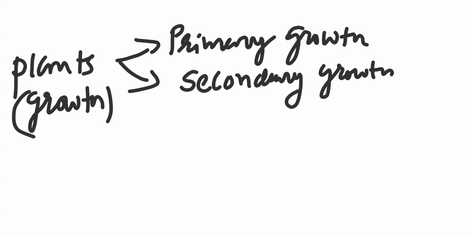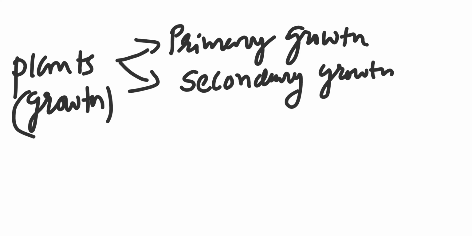When the seed is germinating, the embryo is developing itself into a sapling, and that sapling becomes a mature plant. Up to that, the growth period is called primary growth, which every plant has to go through, whether it is dicot or monocot.